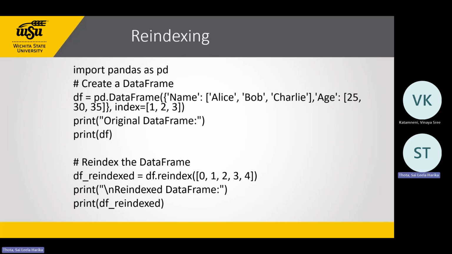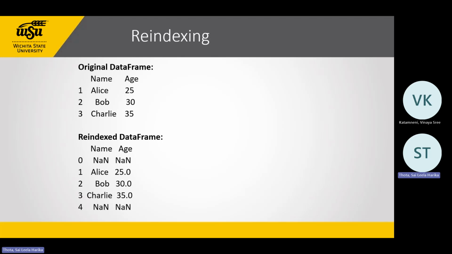So that is reindexing. And you can do the reindexing in another way. For example, if you observe the code in the lower part, I mentioned df.reindex with 0, 1, 2, 3, 4. So I mentioned from where the index needs to start for my data frame. So we have that option. This is the original data frame and this is the reindexed data frame. The original starts at 1, 2, 3, and the reindexed starts 0, 1, 2, 3, 4. But as there are no values for the 0 and 4, that is the reason we are getting NaN.